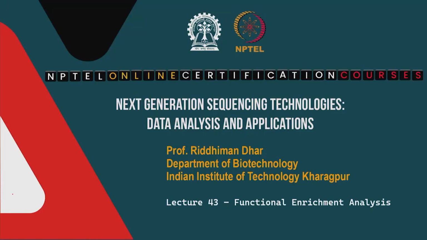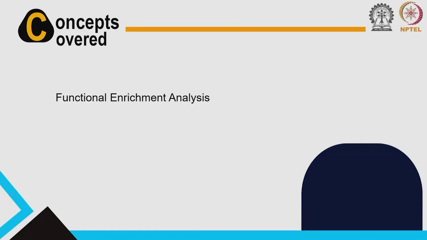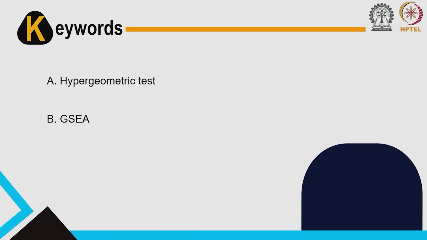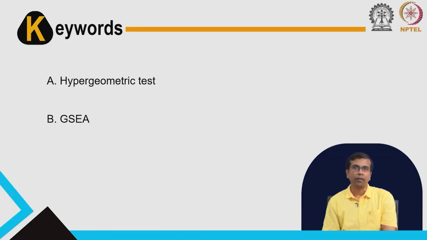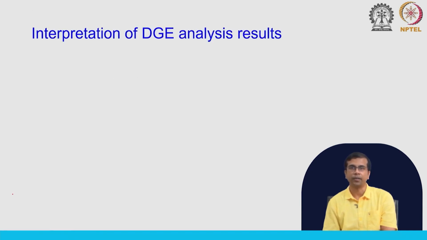We'll be talking about this functional enrichment analysis, the actual enrichment analysis part, and this will be the agenda for this class. These are the keywords that will come across. One is the hypergeometric test, the other is GSEA, the gene set enrichment analysis. This is a specific tool that actually performs this enrichment analysis.